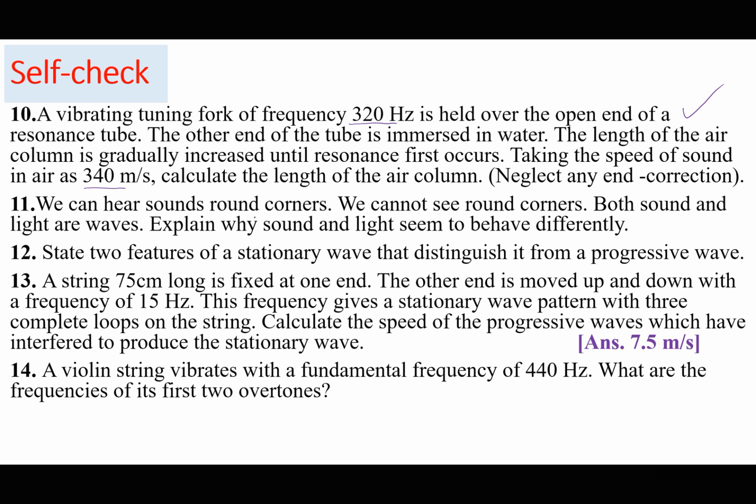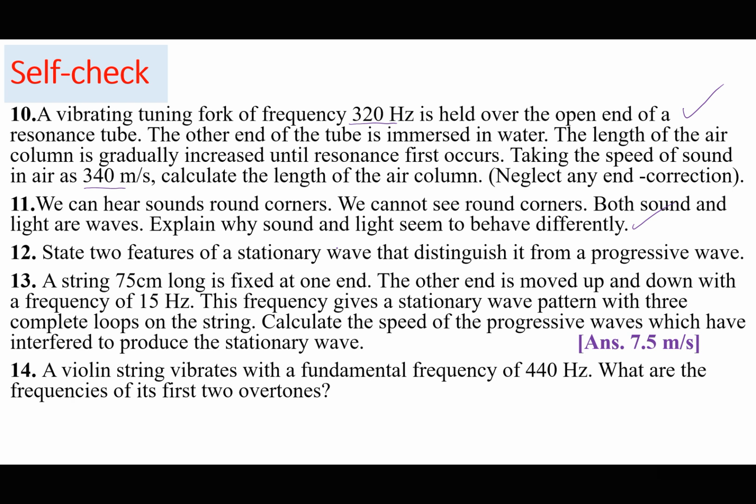We can hear sounds round corners. We cannot see round corners. Both sound and light are waves. Explain why sound and light seem to behave differently. I've also explained this. State the features of a stationary wave that distinguish it from a progressive wave.